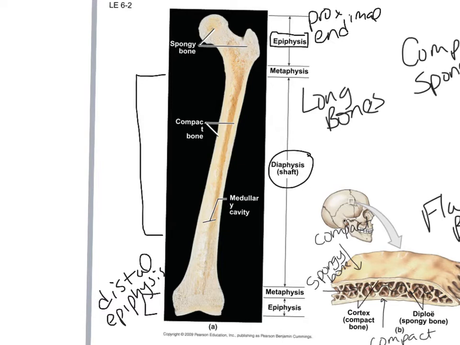And inside that shaft, inside that diaphysis, is a medullary cavity. So it's open. There's a space in there. It doesn't have spongy bone and it doesn't have compact bone. It's just an empty space. And filling up that empty space is yellow bone marrow. What is this space called? The medullary cavity. Yep.